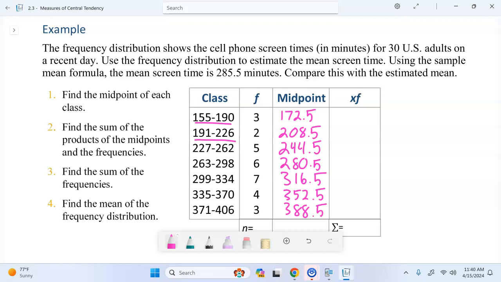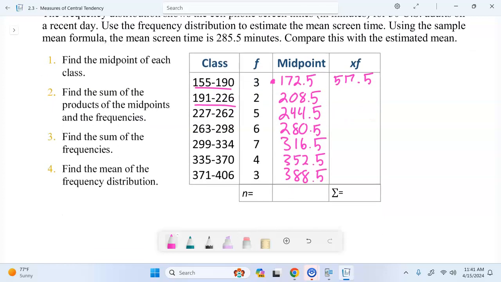And we're going to multiply those midpoints by the frequencies. So if I multiply my first class frequency by my first class midpoint, I get a total of what? First class midpoint by first class frequency. What do I get? 517.5. Do that for the next 6 classes and get your sum of your point values. You should have something in the 8,000s.